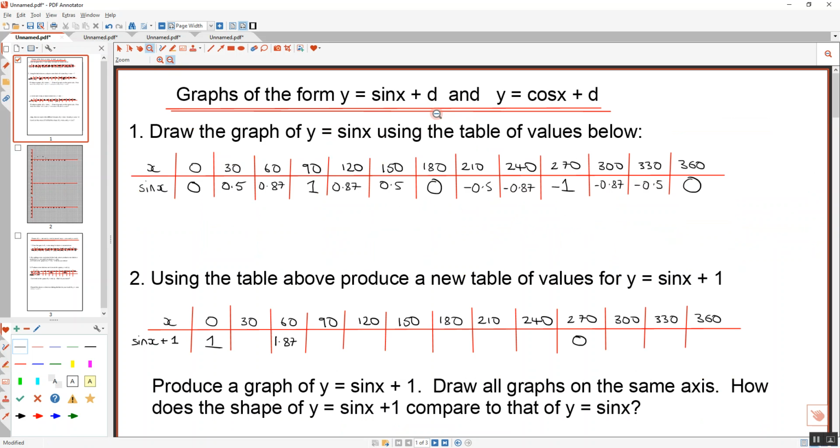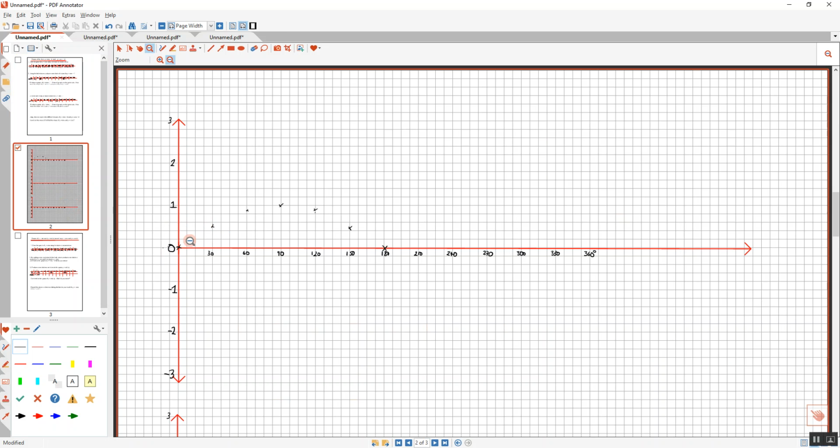So we're investigating sin x plus d, cos x plus d. We're graphing y equals sin x first using the table, and then you have to complete the second table, which is sin x plus 1. Then you're going to graph that, and we do them on the same axis. This first graph that I'm drawing is sin x.